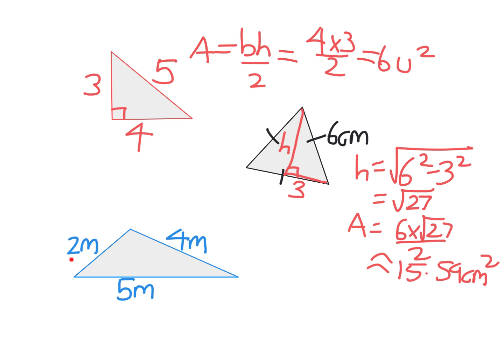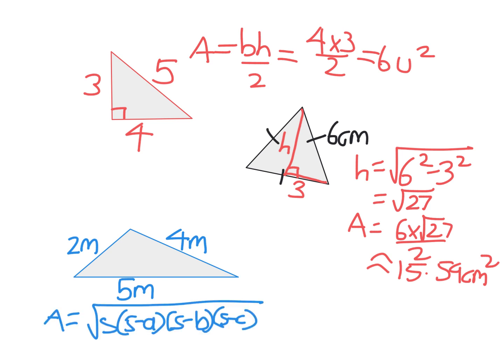What about for a scalene triangle? We don't have an easy way to calculate the perpendicular height, so we have to use Heron's formula. So this is Heron's formula, where A, B, and C are the side lengths, and S is the semi-perimeter, half the perimeter. So in this triangle here, S would be 5 plus 2, 7 plus 4 is 11 over 2. Half the perimeter is 5.5.